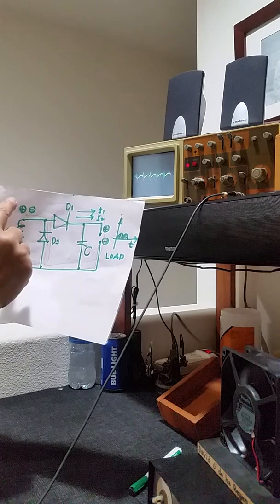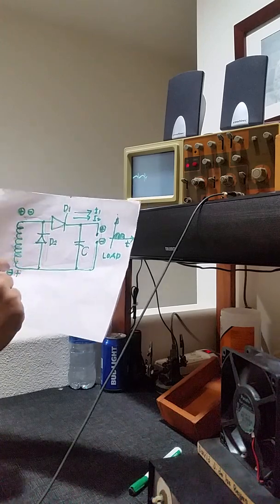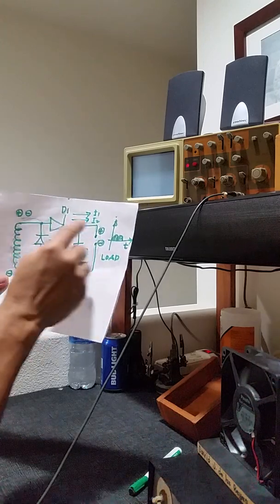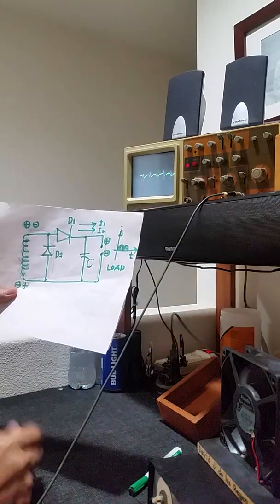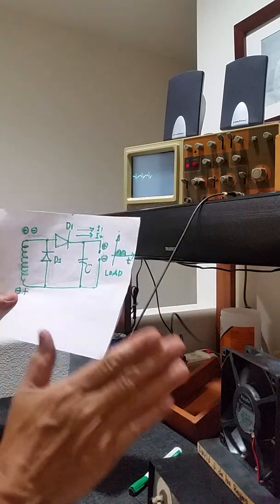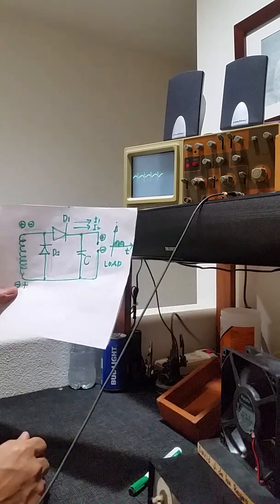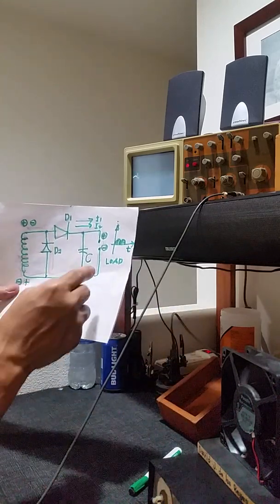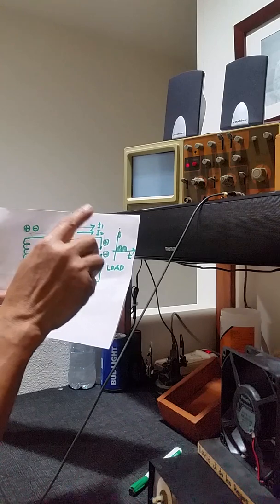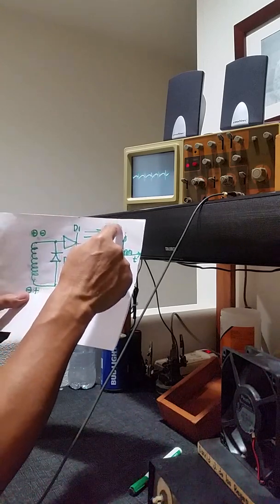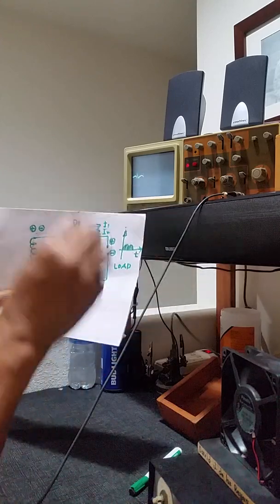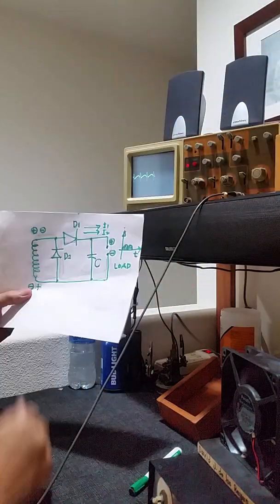So as you notice, for both the positive alternation and negative alternation, the current passes through the load in only one direction. Why in only one direction? That's why it is called direct current. Because in alternating current, one time the current passes through downward, and the other time it passes upward. That's alternating current.